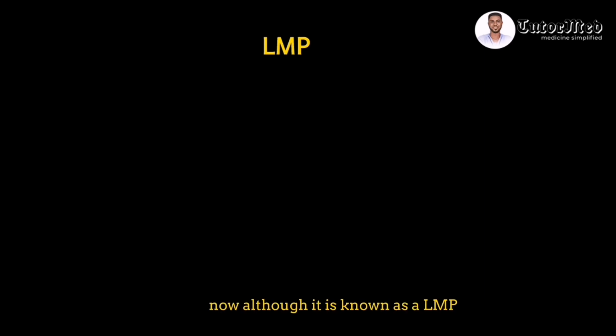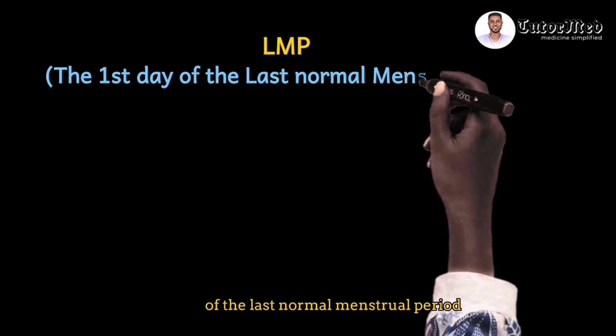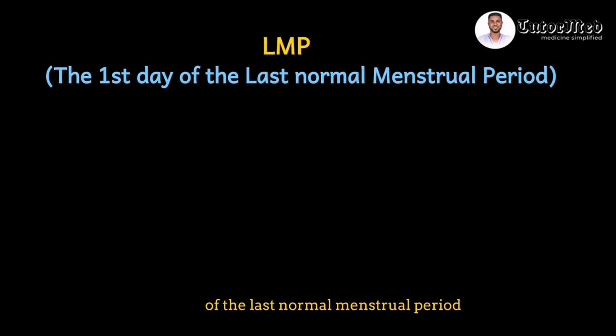Now, although it is known as the LMP, it is actually the first day of the last normal menstrual period prior to conception or prior to pregnancy. When you ask the woman, can you tell me your last menstrual period? They are likely to give you the last day of their menstrual period. But remember, what you are interested in is the first day of their last menstrual period, and that menstrual period has to be normal.